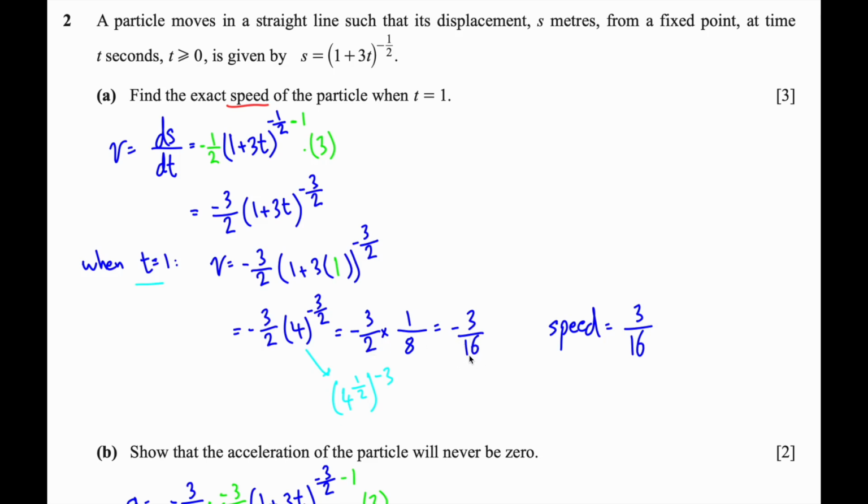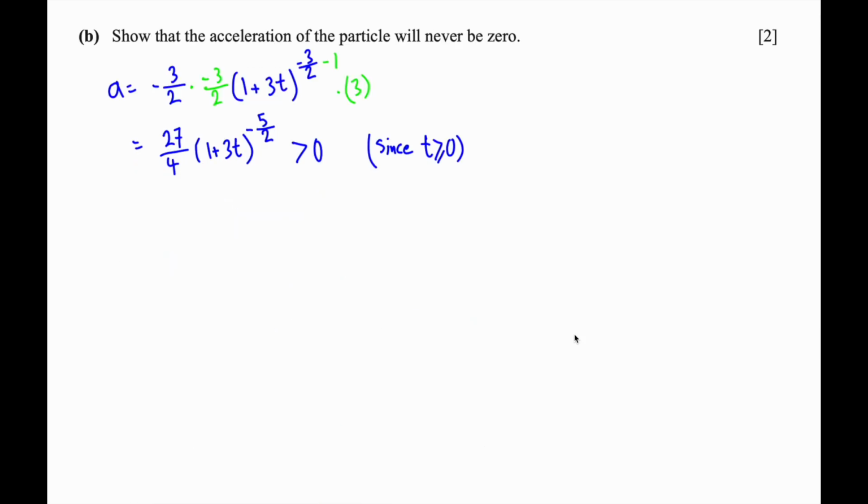Now this is the velocity. You have to be careful. Speed cannot be negative. We are asked to find the speed. Therefore, the speed is the magnitude of this value, which is 3/16. In part B, I have to show that the acceleration of the particle will never be 0.